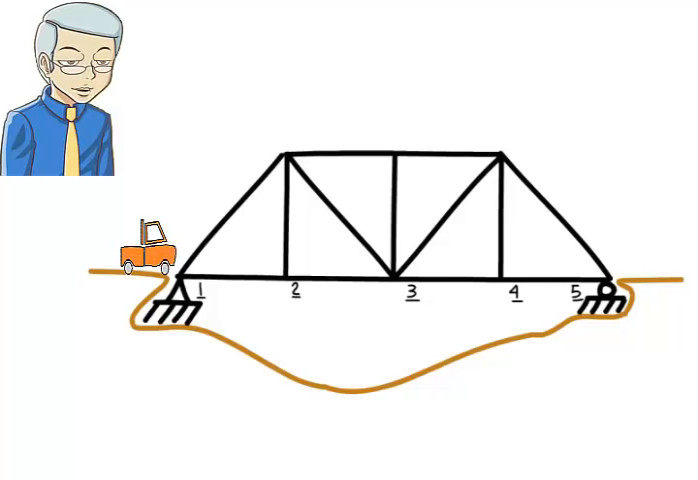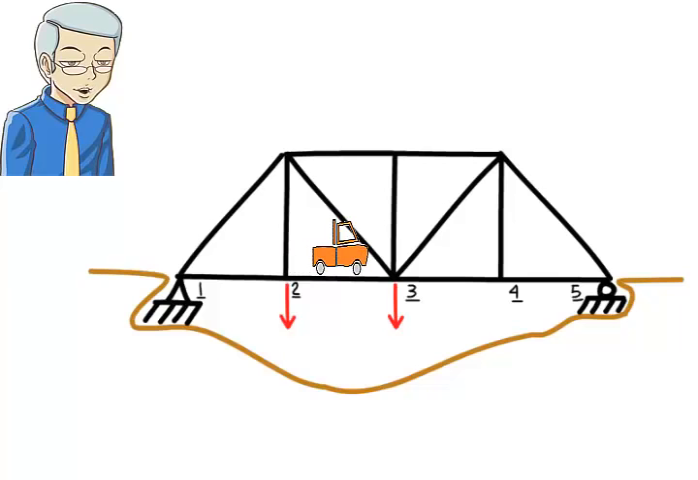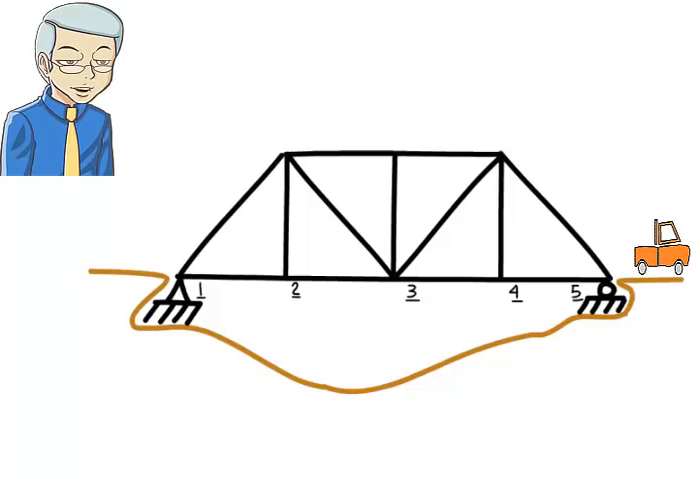As a vehicle starts travelling on the bridge, the applied load position changes. At time t1, the load is distributed between joints 1 and 2. At time t2, the load is distributed between joints 2 and 3. At t3, the load is applied to joints 3 and 4, and so on. This moving load pattern continues until the vehicle leaves the bridge. The bridge truss must be analysed under each loading case.